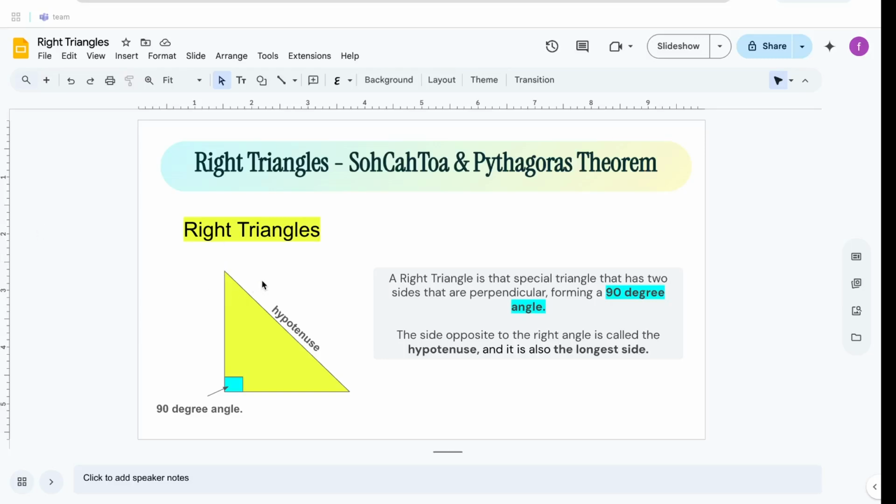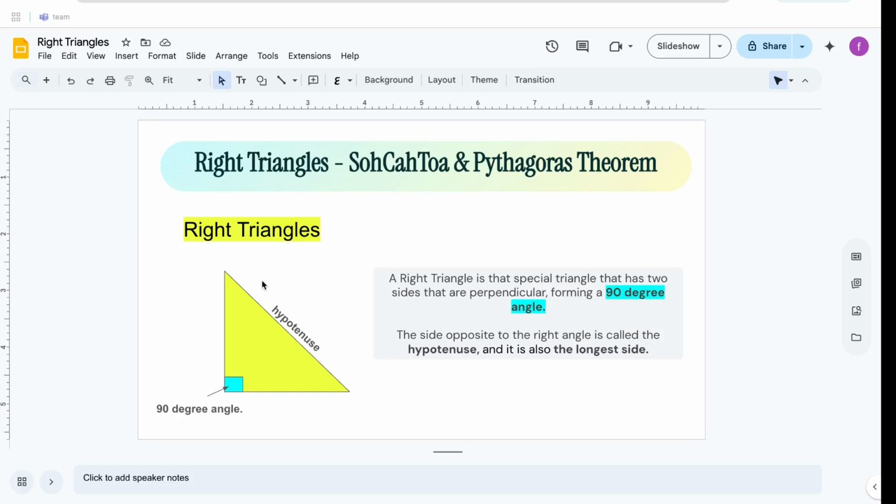Hi everyone, welcome to this quick explanation of right triangles using SOHCAHTOA. If you've ever been confused about which trigonometric function to use when it comes to right triangles, using the trigonometric ratios sine, cosine, or tangent, then you are in the right place. So let's get into it.